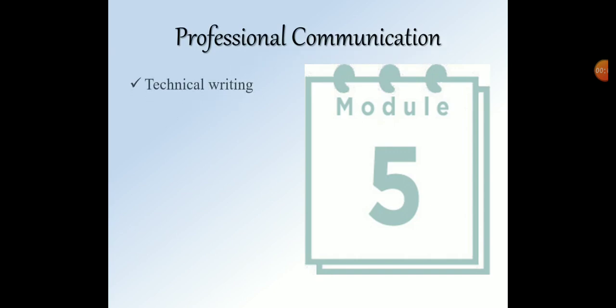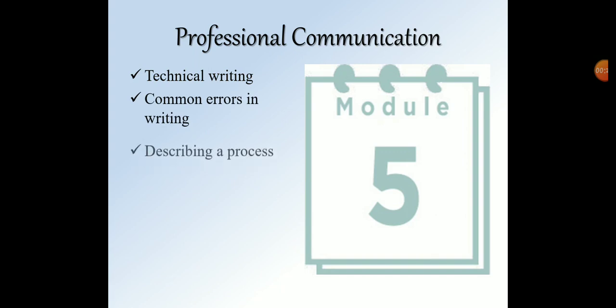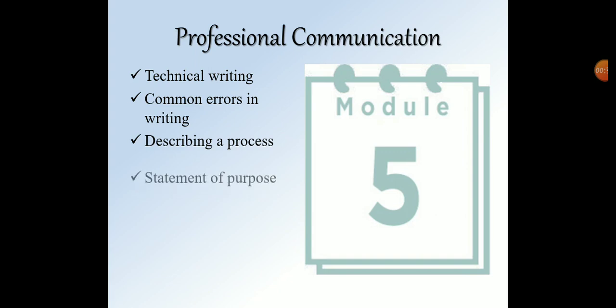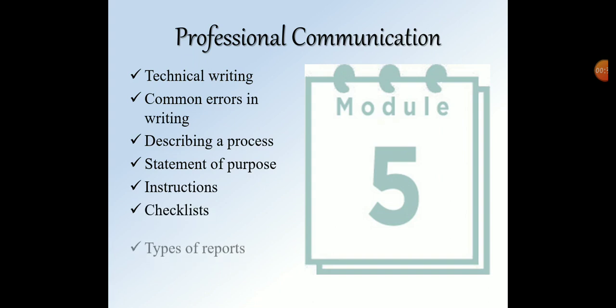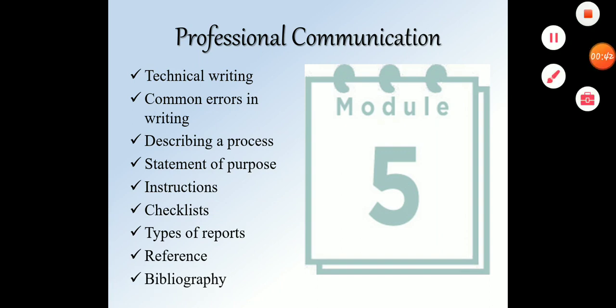So moving on to the rest of the portions of professional communication, in the fifth module we'll be moving on to the following topics, which generally include technical writing, what technical writing is about, then common errors in writing, then of course describing a process, how a process has to be undertaken, and how you'll be presenting those processes. Then statement of purpose, instructions, checklist, types of reports, reference, and bibliography. So these are the few topics we'll be dealing with in the coming few sessions of professional communication.